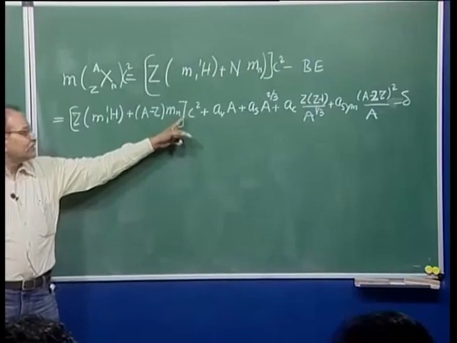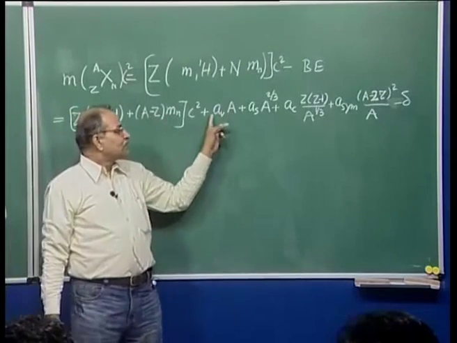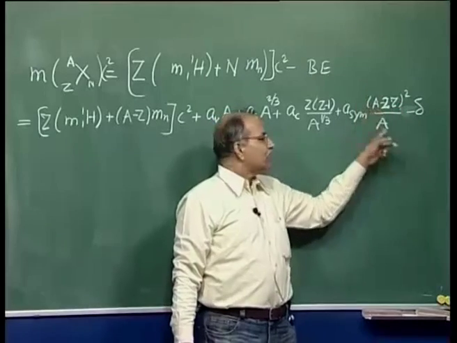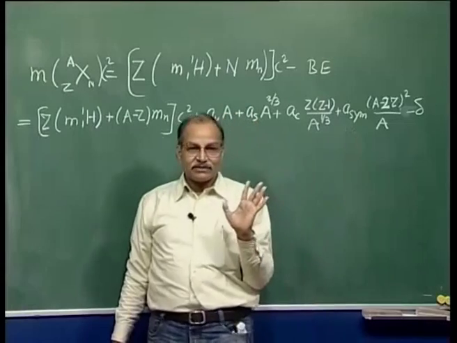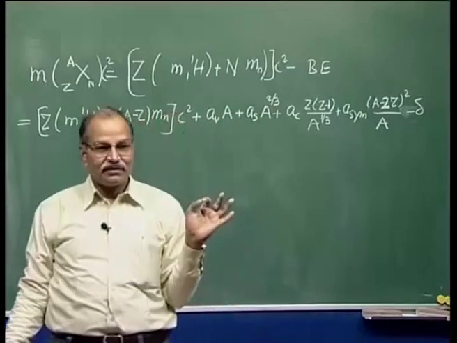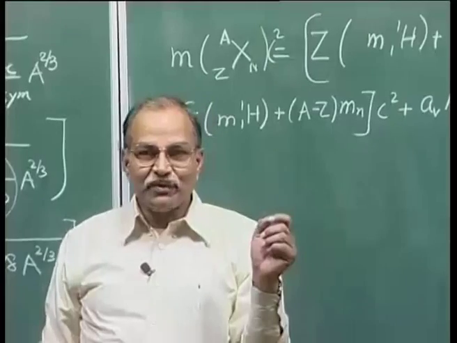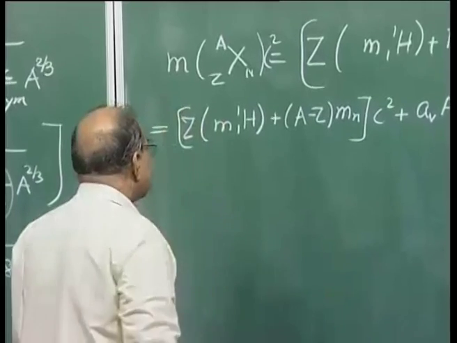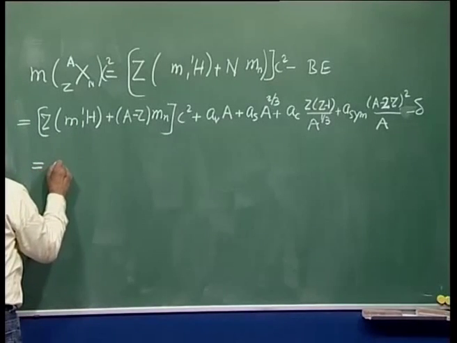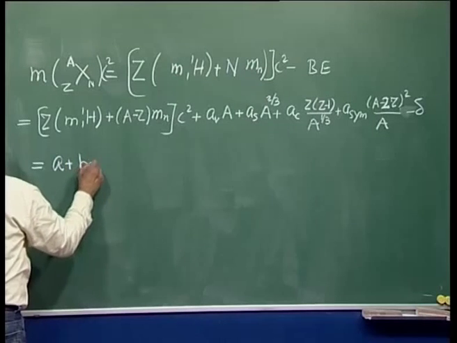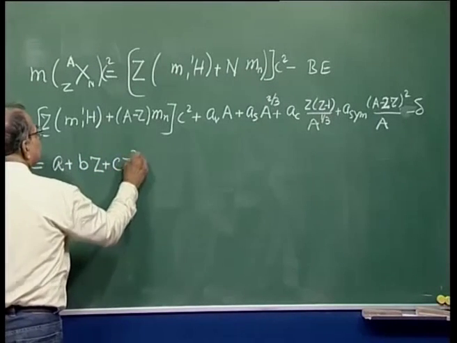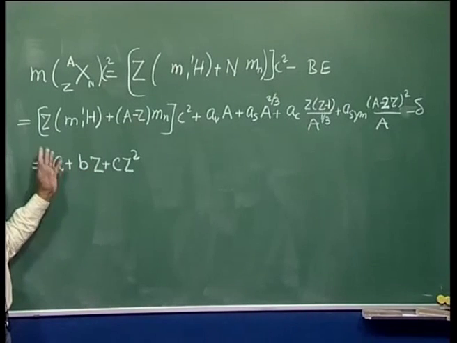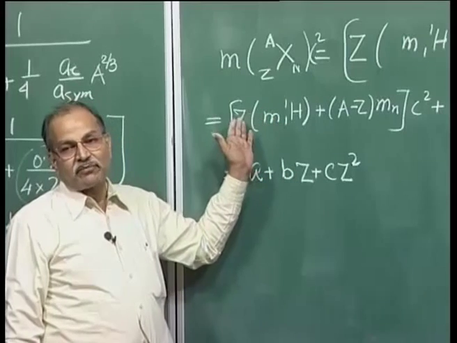This A times Mn, you do not have any Z here, you do not have any Z here, and from here also you will get that A square, so there also you do not have Z. So you have three varieties: Z square terms will be there, Z terms will be there, and constants independent of Z will be there. So it is like a second order polynomial. So this is like some A plus some Bz plus some Cz square. You have Z square terms, Z terms, and constant terms. Now this is an equation of a parabola.